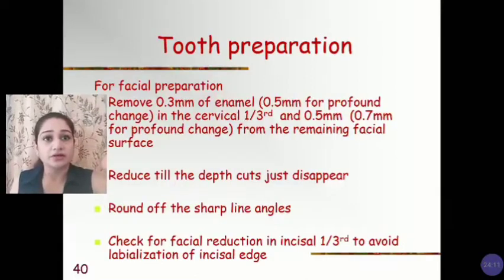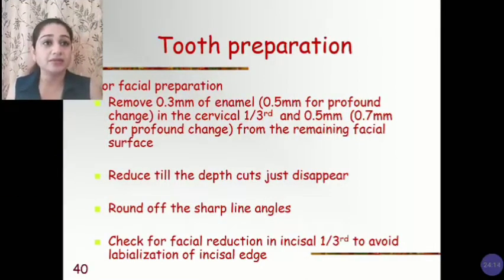For facial preparation, remove 0.3 mm of enamel, that is 0.5 mm for a profound change in the cervical 1/3, and 0.5 mm or 0.7 mm where a profound change is required from the remaining facial surface. Reduce till the depth cuts just disappear. Round off the sharp line angles. As I said, sharp line angles in any kind of tooth preparation act as stress points, and at these stress points, chances of porcelain cracks increase. Check for facial reduction in the incisal 1/3 to avoid labialization of the incisal edge.